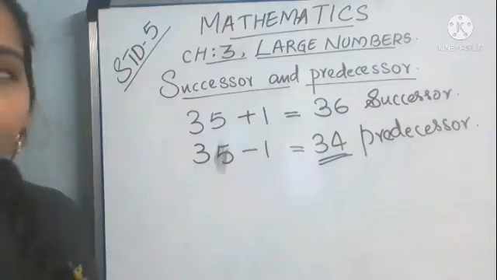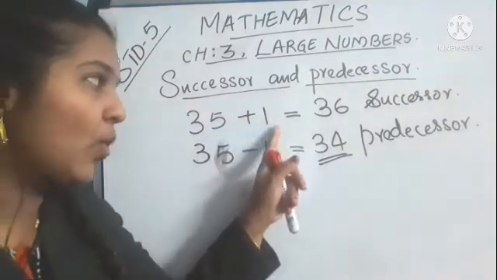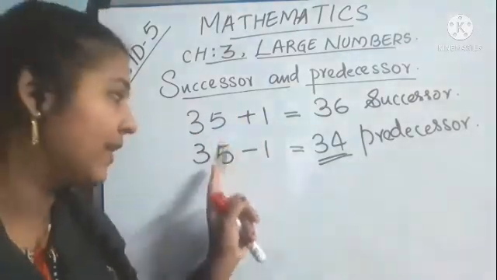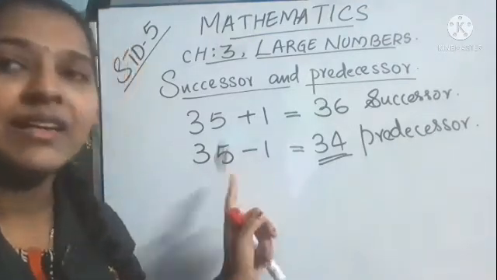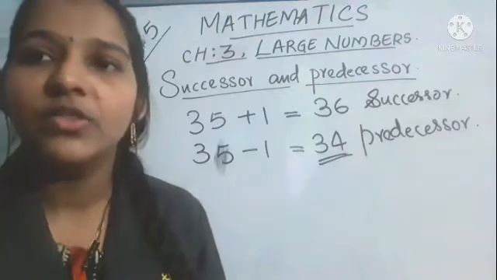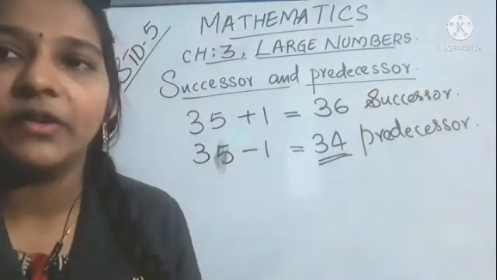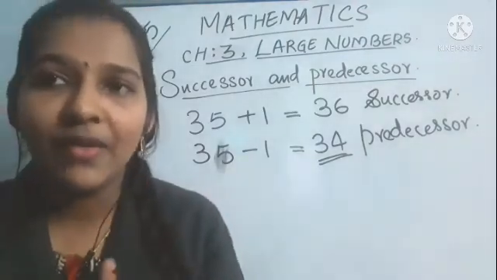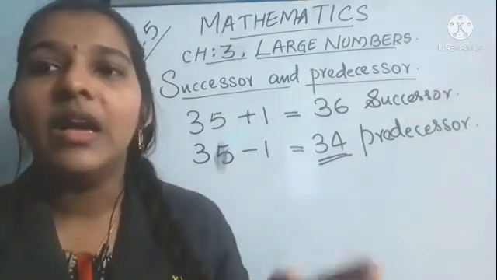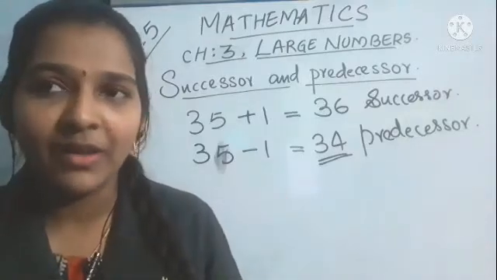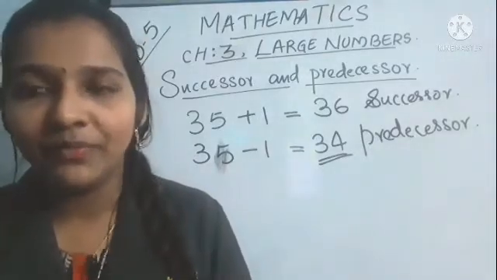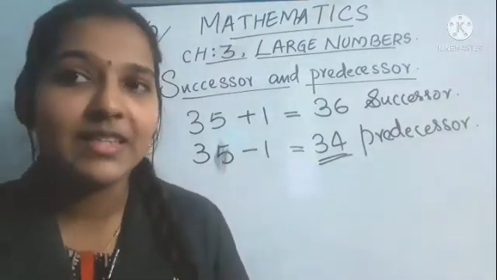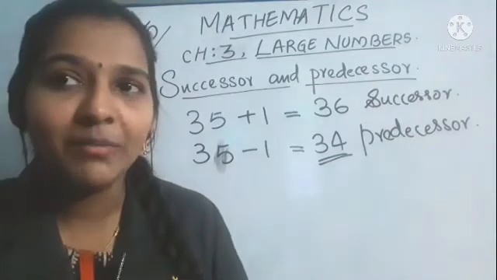So successor of a given number is one more than the given number. Predecessor of a number is one less than the given number. Okay. So when the questions are asking to find out the successor, you can add 1 to the given number, and to find out the predecessor, you can subtract 1 from the given number. Okay children. So let's discuss some successor and predecessor of some bigger numbers.